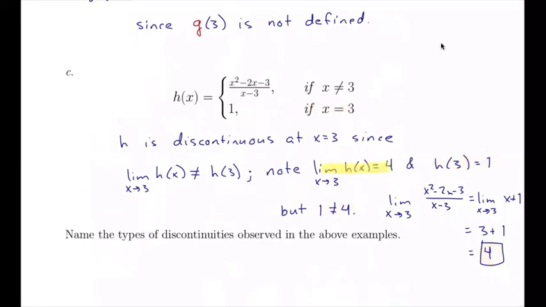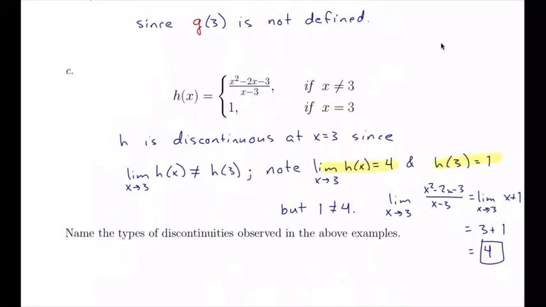Though the limit exists and is equal to a real number, in other words, and the function's defined and equal to a real number at that point, these two values aren't equal to each other, so the function's discontinuous. So those are the three examples of three different ways a function can fail to be continuous. Now, the bottom tells us to name the types of discontinuities observed in the above examples. So each one of these discontinuities is of a certain type, and we should be somewhat familiar with these.